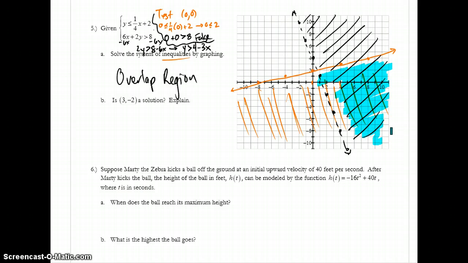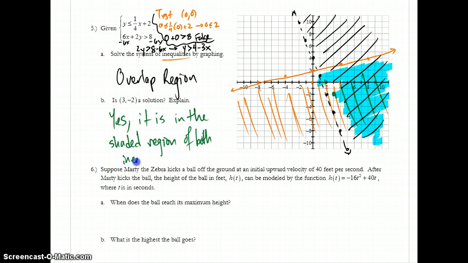That is your work. The second question, is 3, -2 a solution? Well, 3, -2, that's right 3, down 2. What I want to know is, is that in this overlapping solution? And is that in the overlapping region? The answer is yes. It is in the shaded region of both inequalities.